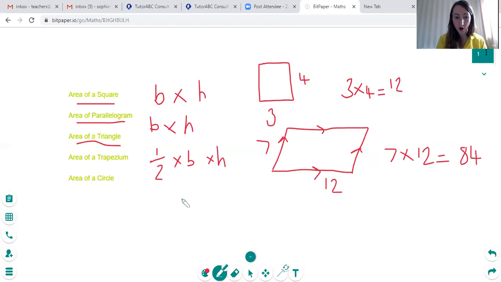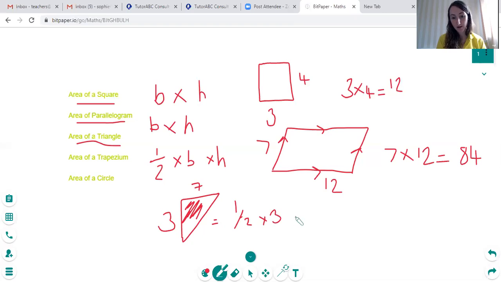If I've got a triangle that looks like this, and I say that's 3 and that's 7, and I want to work out the area of this, we just do a half times 3 times 7. Now 7 times 3 is 21. Half of 21 is 10.5. So my answer for the area is 10.5. Easy peasy lemon squeezy. So my square and parallelogram are the same, and my triangle is almost the same. We've just got that half at the beginning.